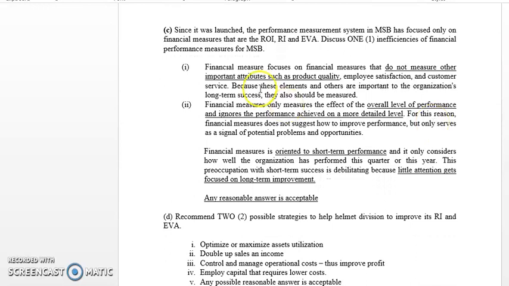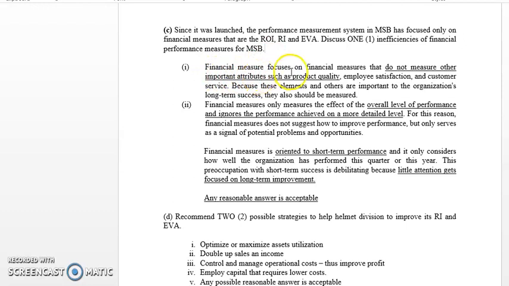The next question is: since it was launched, the performance measurement system in MSB has focused only on financial measures, that are ROI, RI, and EVA. Discuss one inefficiency of financial performance measures for MSB. Actually, for performance measurement, it is not really correct if we only focus on financial measures. We should also focus on non-financial measures. So let's take a look at the answer.